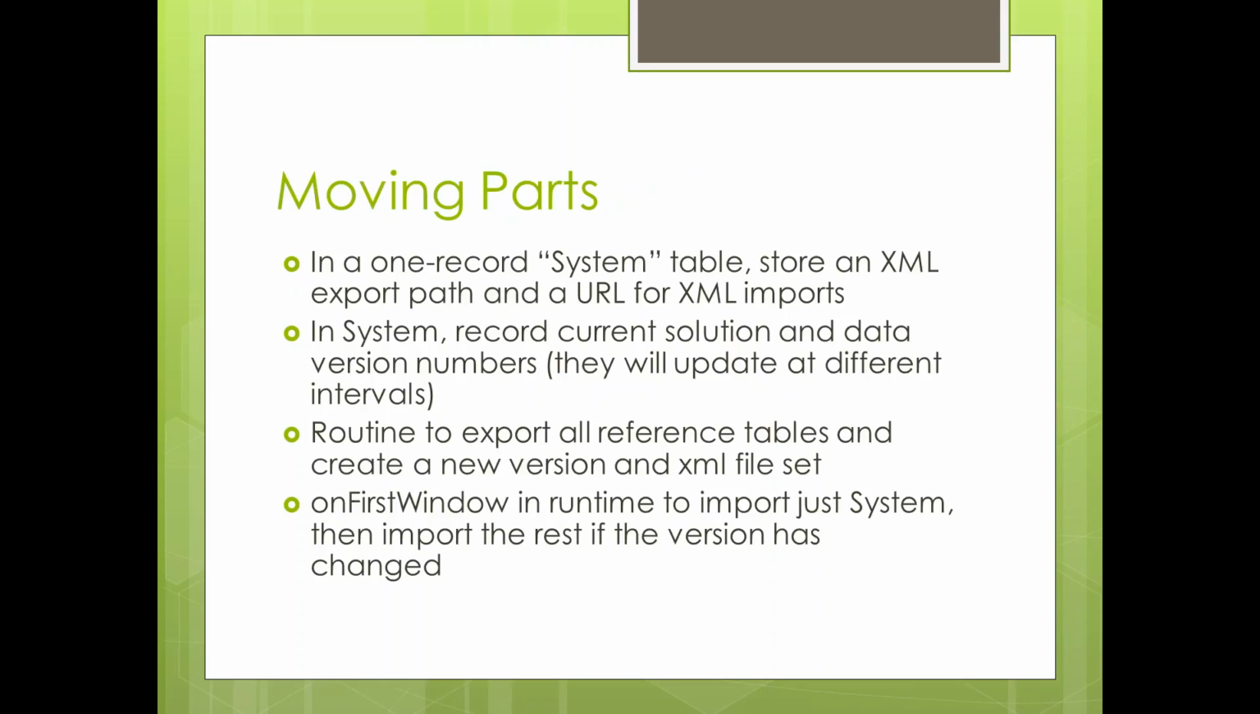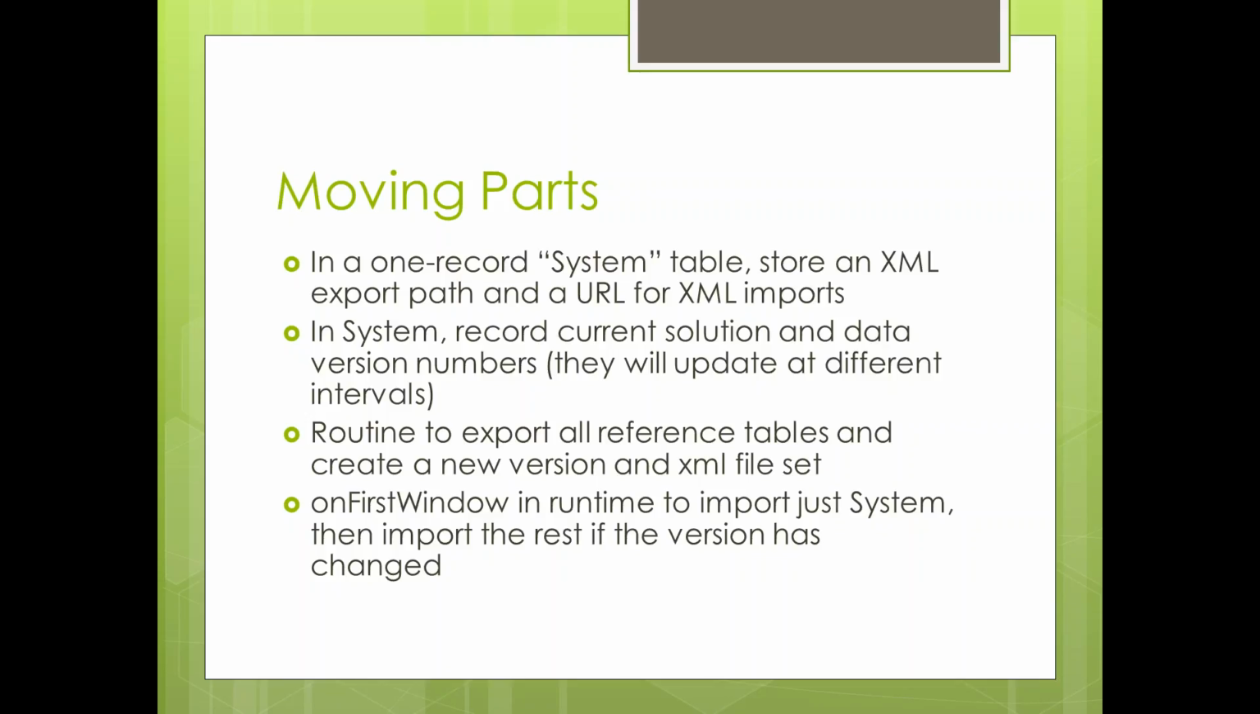So, basic moving parts of making this work. First off, we have a one record system table, which is something we do in all our solutions anyway. This is sort of the system-wide preferences, just gets a one record table. In that table, we store the XML export path, which ideally is a path to a networked folder that is web accessible. And then a URL for XML imports, which is an HTTP address for the runtime to go look at to see if there's updates.